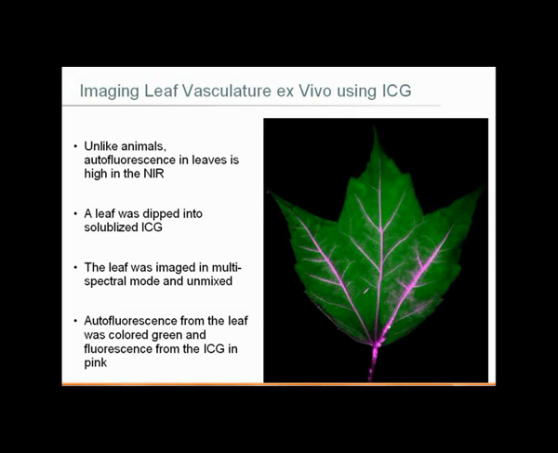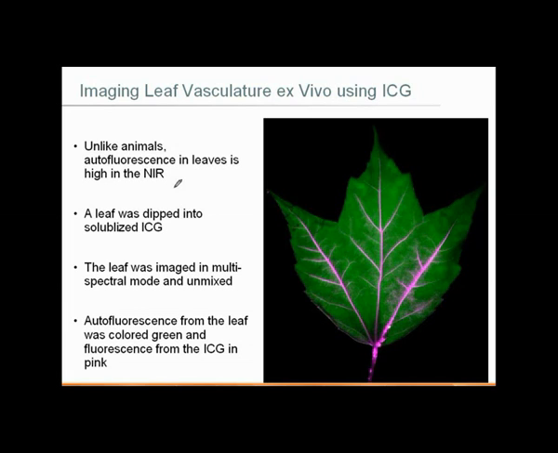Another group was interested in looking at the vascular structure of a leaf. For those people who are familiar with in vivo imaging talks on small animals, unlike small animals, autofluorescence in leaves is high throughout the visible and the near-infrared spectrum, particularly in the red and near-infrared due to things like chlorophyll and phycocyanins. In this case, they still thought that they could use a near-infrared probe to look at vasculature, but they wanted to use spectral unmixing to separate out the plant autofluorescence from the fluorophore of interest.